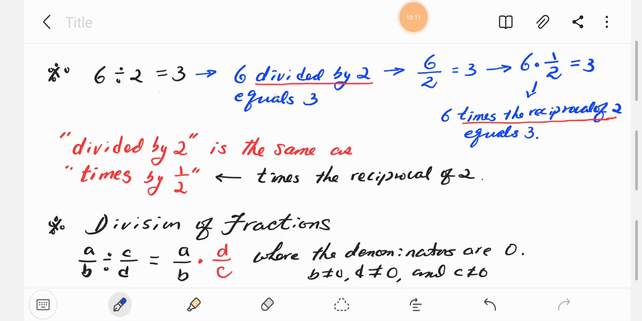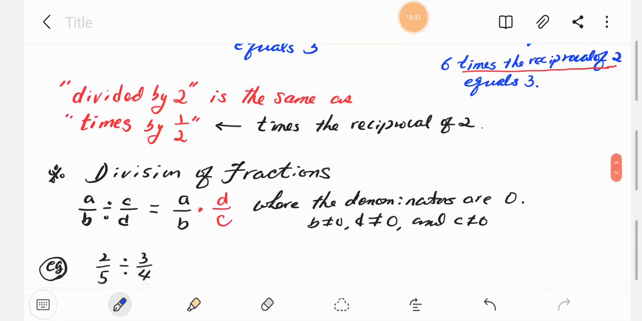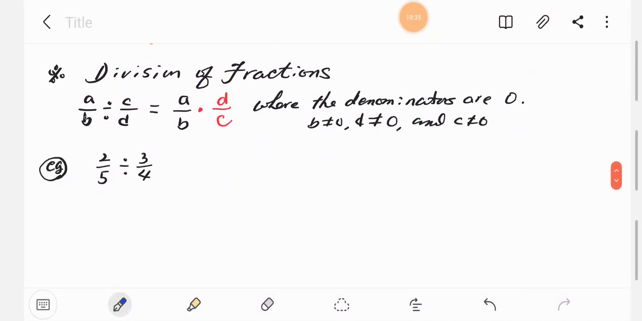So in this case, we can convert. If you have a divided by something, then we can make it times the reciprocal of the number. So divided by 2 is the same as multiplied by what? The reciprocal of 2, 1 over 2. Okay, so this is how we divide fractions. So a over b is a fraction, and this number is divided by a fraction, c over d. Then divided by means make a product, multiplied by the reciprocal of this fraction. The reciprocal of c over d is d over c.